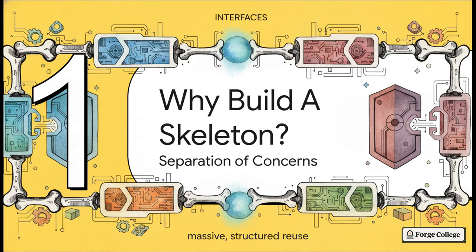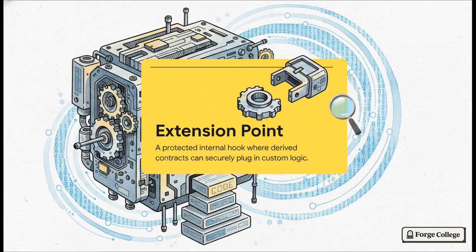Why build a skeleton? To really get why we do this, we have to look at the huge problem with monolithic contracts. I mean, if you try to bolt new features directly onto a massive single-file contract, you risk breaking audited secure code. It's incredibly dangerous. So we build skeletons to achieve a true separation of concerns.